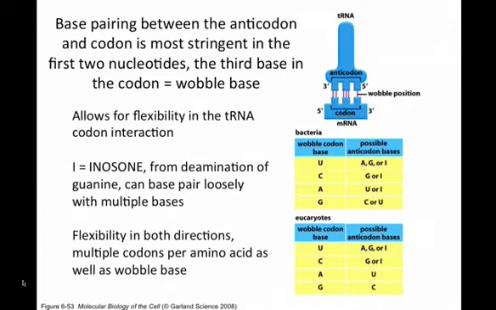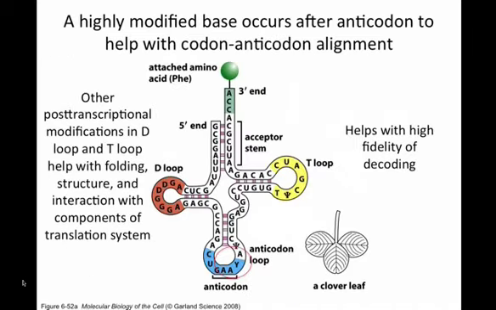Okay, so you get this flexibility with that third base. That's the wobble that I'm sure you've learned about before. Wobble wobble. And then there's also this highly modified base, a Y here, that occurs right after the anticodon, and that helps with codon-anticodon alignment.